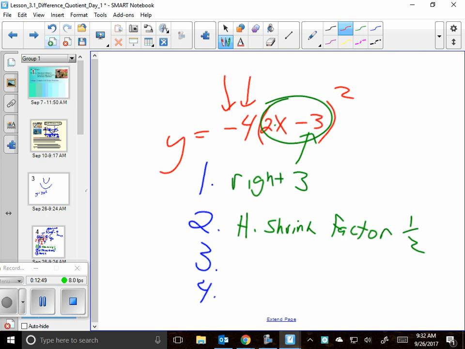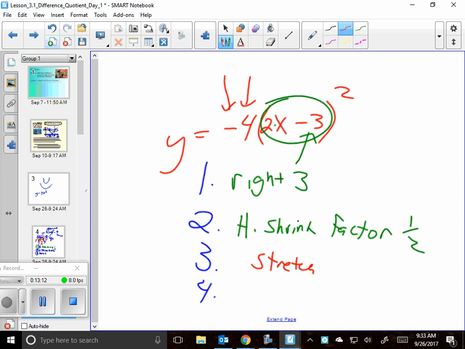It does not matter if you stretch it first and then flip it, or if you flip it first and then stretch it. I will tell you that in the real world, if you're actually graphing one, it is easy to stretch first and then flip. Just like in gymnastics. Stretch first. Okay, so that is on the outside.